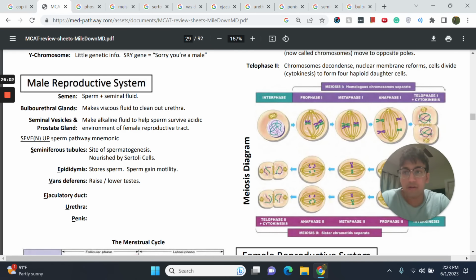The next thing is the seminal vesicles and the prostate gland. The female reproductive tract is very acidic, and so the prostate gland basically produces a fluid that's very alkaline and helps the sperm survive in that environment.